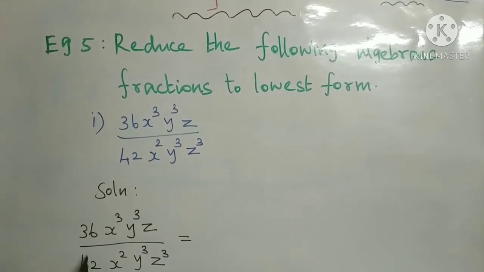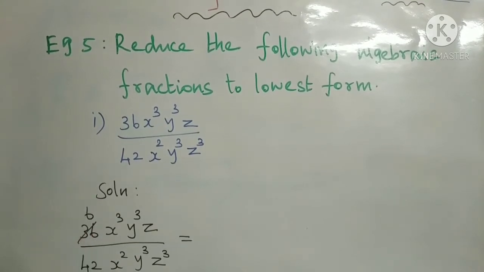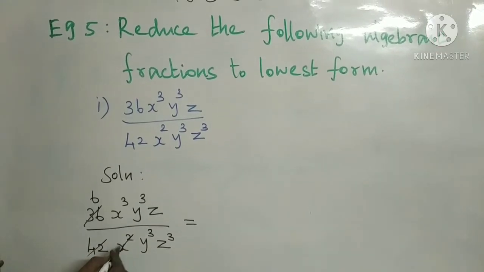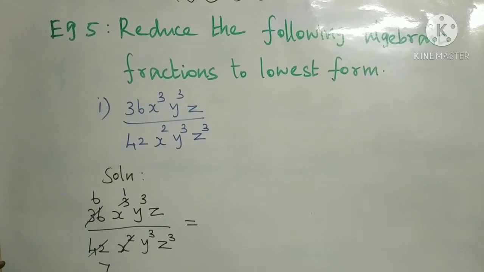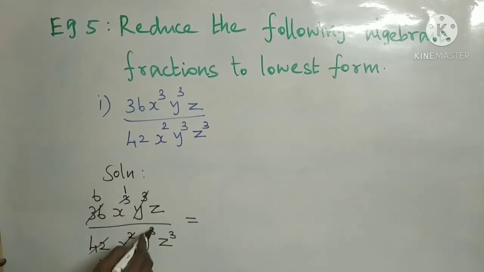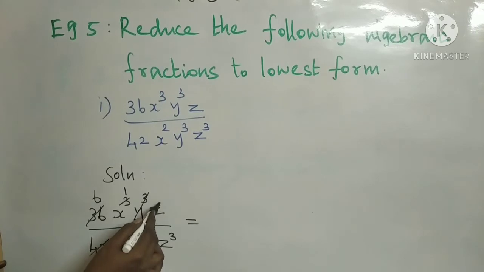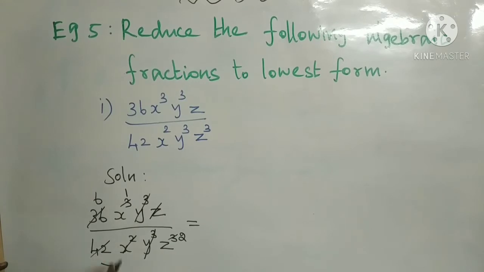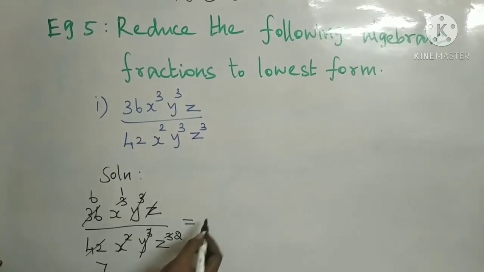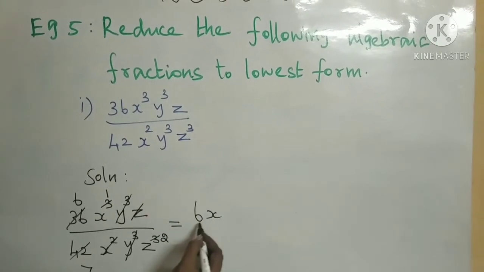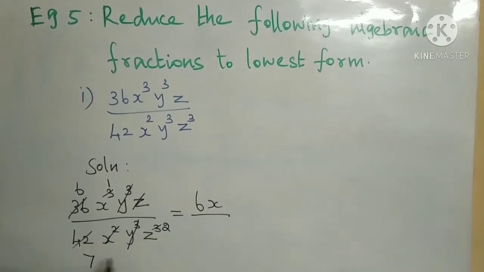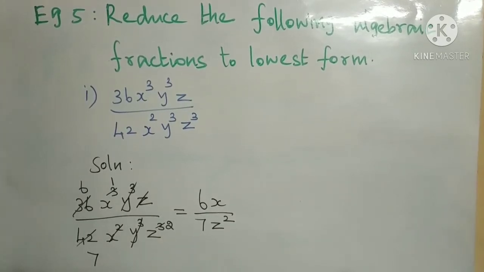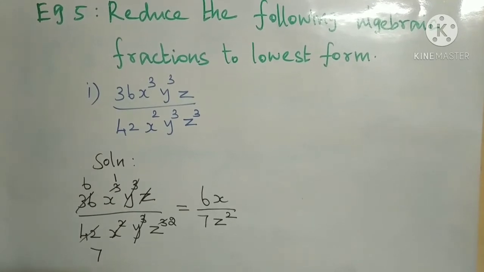36 and 42 we can cancel by 6. 6 6s are 36, 7 6s are 42. Here we can cancel x square, so the remaining is x power 1. We can cancel y cube and y cube. Then z also, cancel 1 z, so the remaining is z square. So what is the remaining answer? In the numerator we can write 6x divided by, in the denominator, 7z square. So it is the lowest form of this given algebraic fraction.